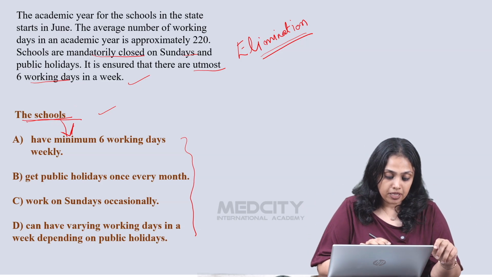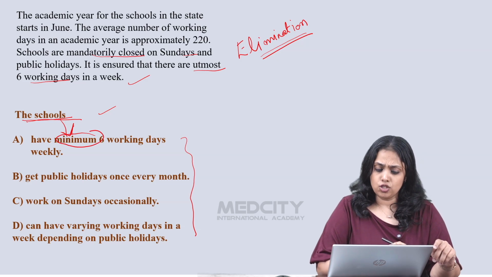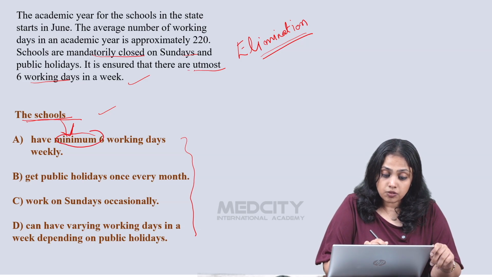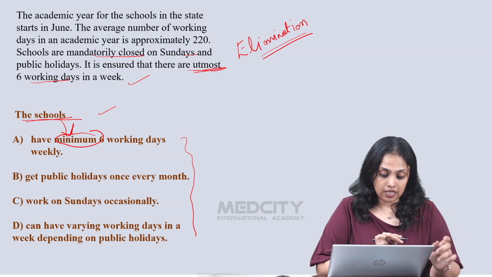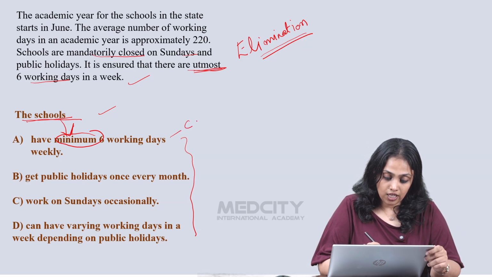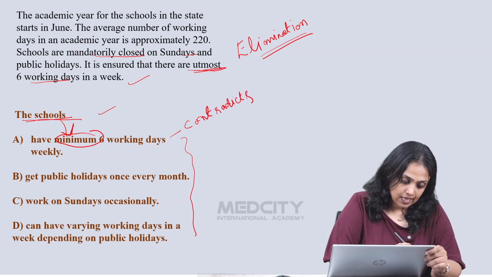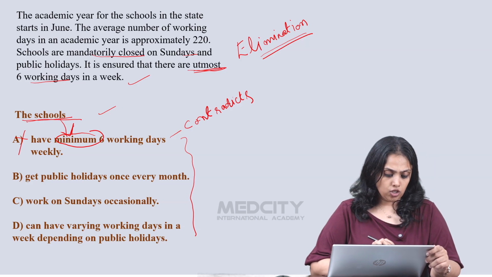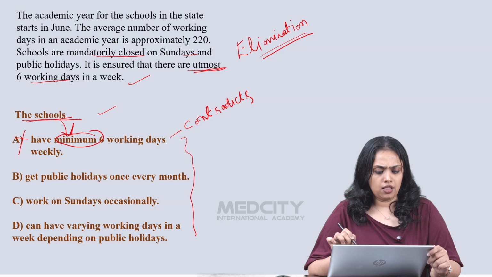The schools have minimum 6 working days weekly. Minimum 6 working days weekly. Is it so? Here in the text it says at most 6 working days, which means that a maximum of only 6 working days are possible. So this actually contradicts the idea given in the text. So that can be eliminated. Then moving on to the next option. The schools get public holidays once every month.